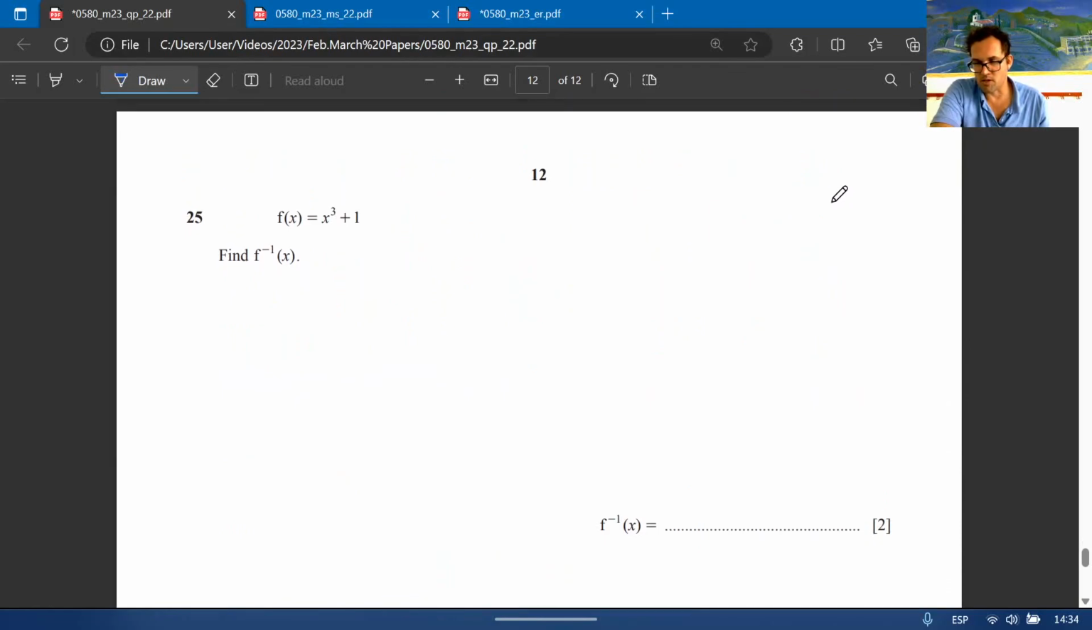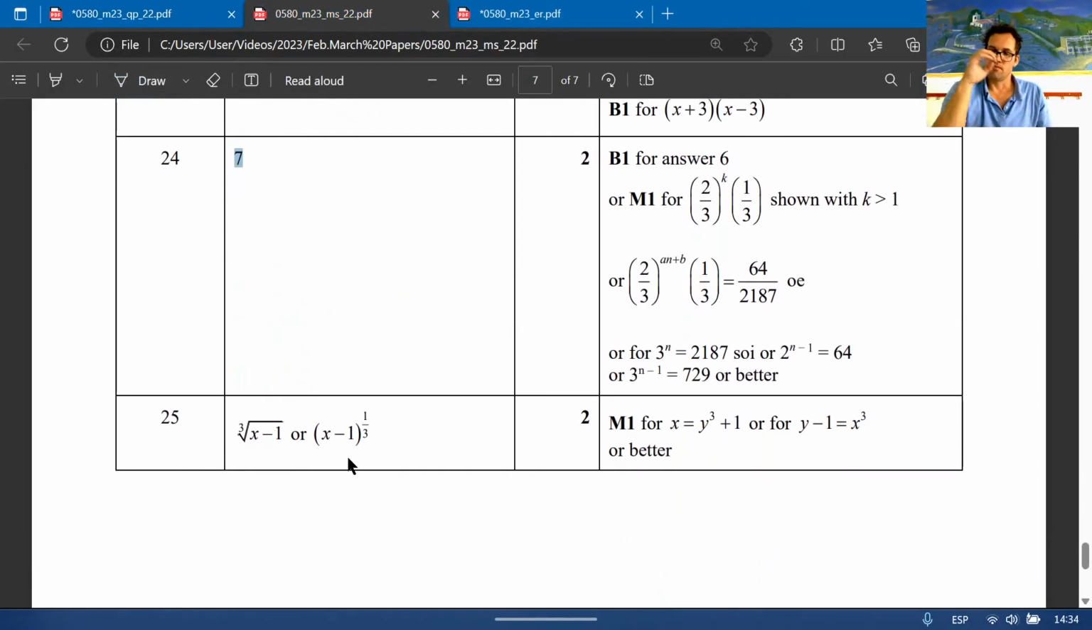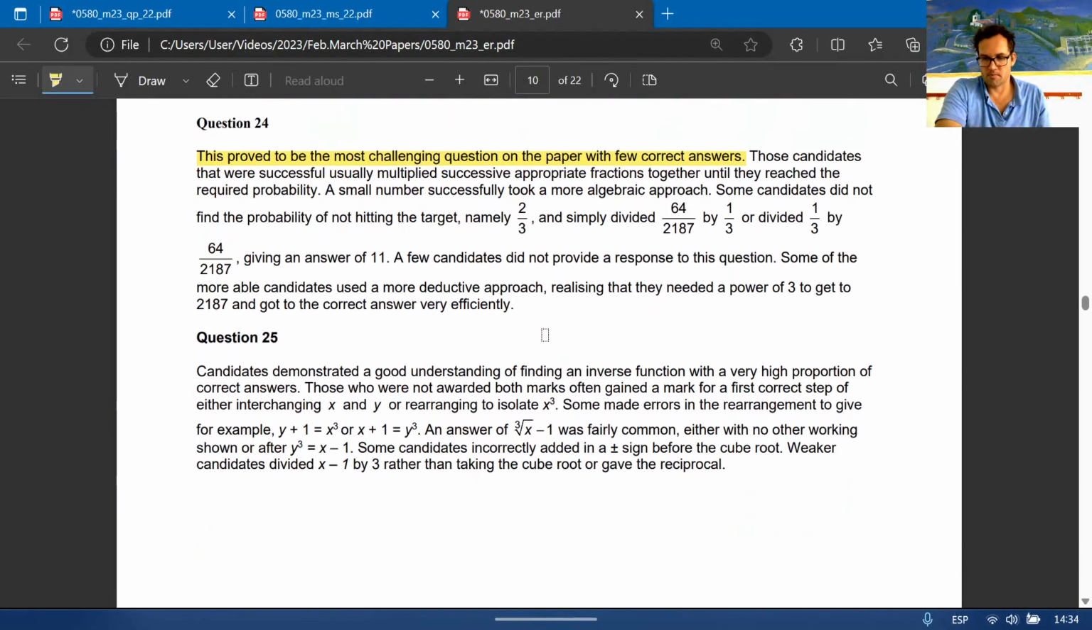Next one, the inverse. One method of doing this, set that equal to y. Now let's rearrange to make x the subject. First we subtract 1 from both sides. Then we do the opposite of cube, which is cube root. And that's it. Just change that y for an x. Final answer, cube root of x minus 1. Yeah, that is it.